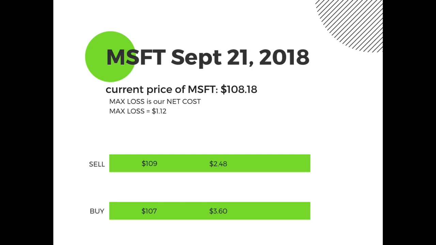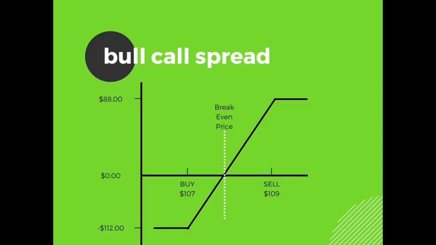So our max loss for this trade is going to be the net cost that we paid up front. In this trade, it's $1.12, or $112 in total. So to recap, we are risking $112 to make up to $88. Now our break-even price for this trade is going to be the buy strike of 107 plus the net cost of $1.12. So our break-even price is $108.12. Here's a diagram that shows our profit and our loss.